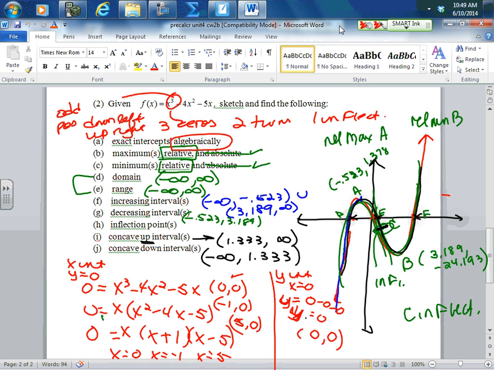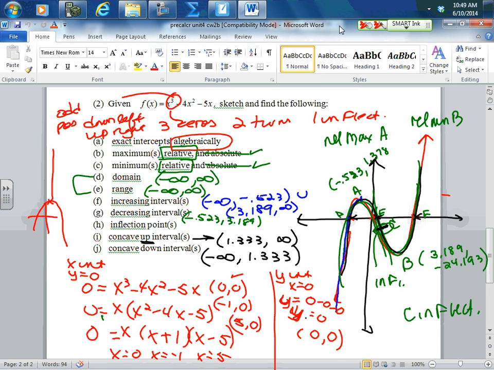Questions? How do you find out relative and absolute? If it's the highest point possible. If my graph turns like this and never goes back up there again, that's absolutely my highest point. So if it's one turn, then it's absolute. Well, if your ends go in different directions like this, then it's not.